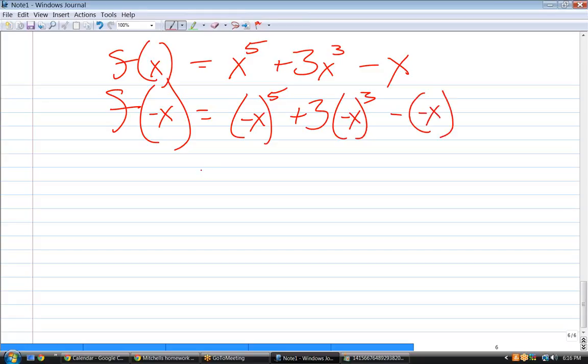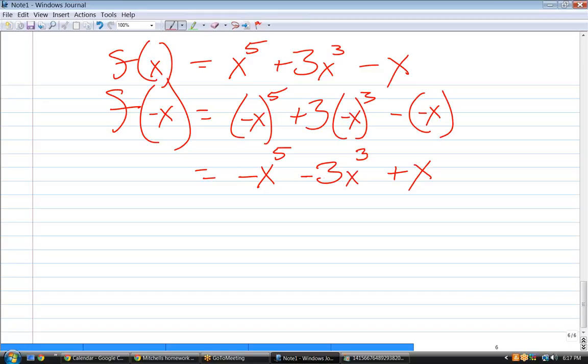Simplify. So negative x to the fifth plus the minus 3x to the third plus x. Is that f of x or f of minus x or neither?